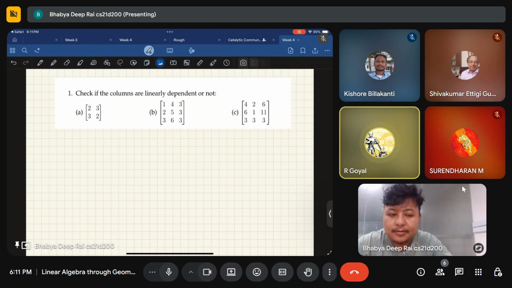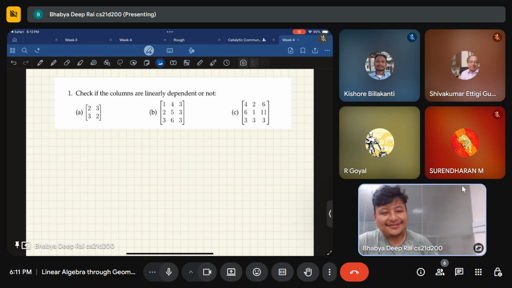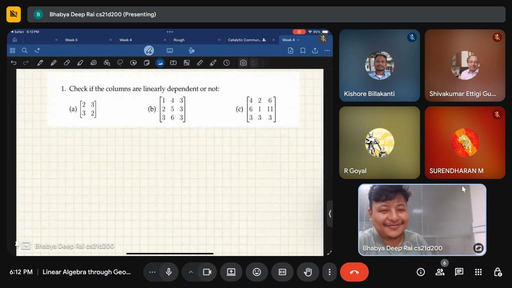Okay, so I have 2, 3 and 3, 2. So I cannot represent one column as some combination of the second column. So both are linearly independent. Both are linearly independent. Okay. Any other answers from anyone else?